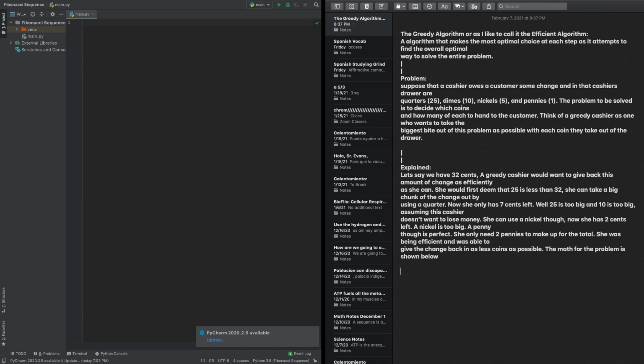So if we did 7 minus 5, we'd have 2 cents. 2 cents is now less than 5 cents, so we can't use 5 anymore. Now we need to use 1. So 2 minus 1, 1. 1 minus 1, 0. So in total, we had to use 4 coins to get from 32 to 0 cents owed, right? That's the most efficient way you can do it, assuming that the coins are only 25, 10, 5, and 1, right?